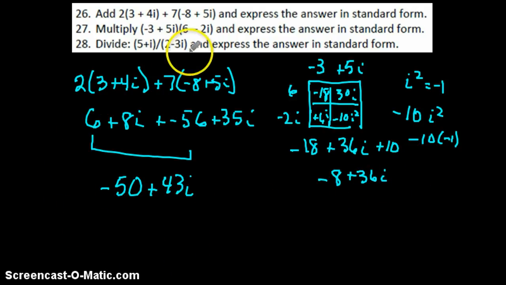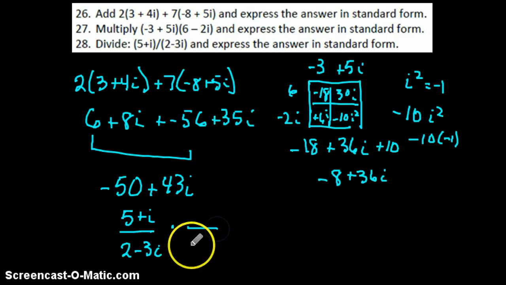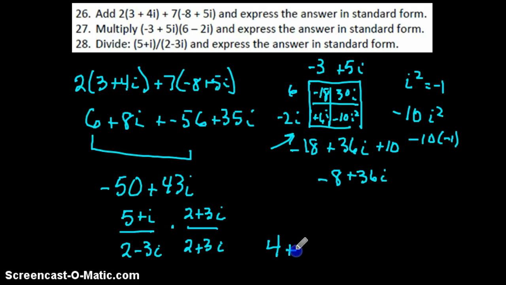All right, 28, divide and express the answer in standard form. Now, this is a challenging problem, okay? It's not impossible. What we're going to have to do is multiply the top and the bottom by the conjugate. Now, if I do the box method on the bottom, you're going to find you're going to end up with 4 plus 9. Okay? Now, we're going to have to do the box method on the top. So, let me do that right here.